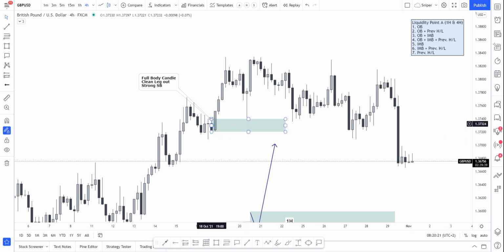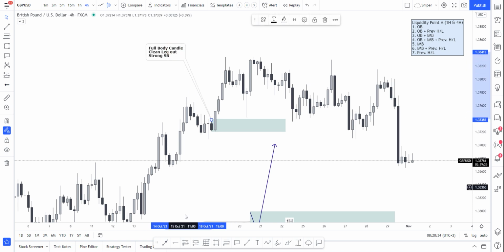We can see that there's an almost full body candle. It's more than 50%. Then we have this clean leg out, meaning that the candle after it is cleanly pushing full body, just pushing back towards the upside. And then we have a strong structure break. And there we have our structure break.